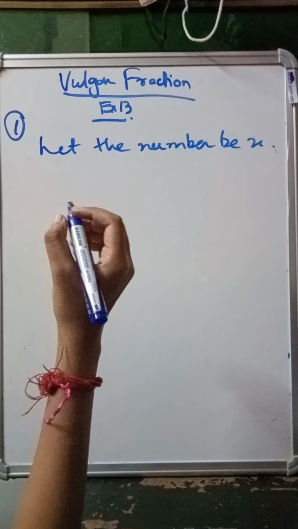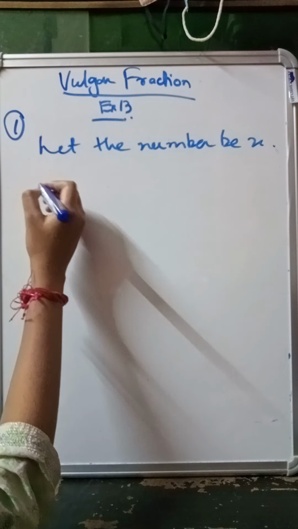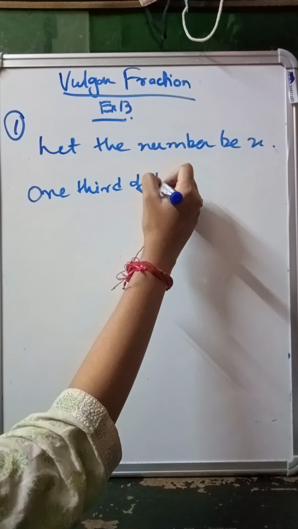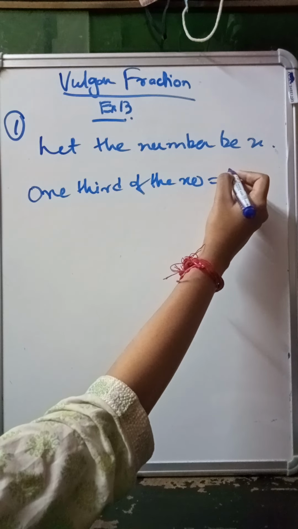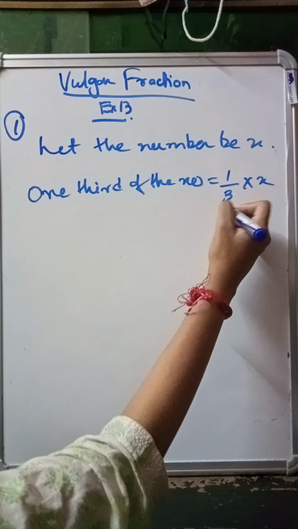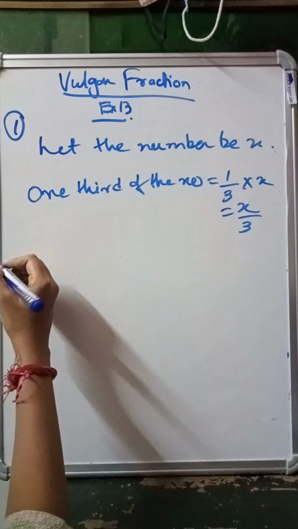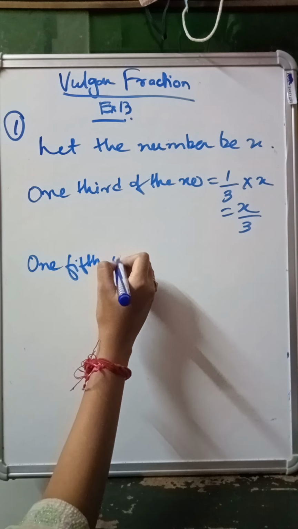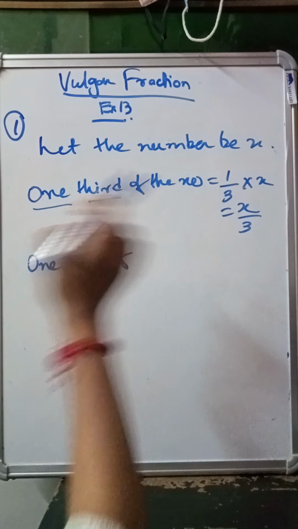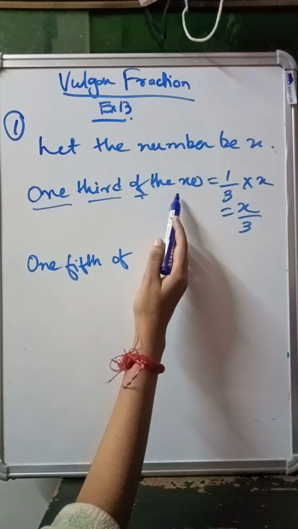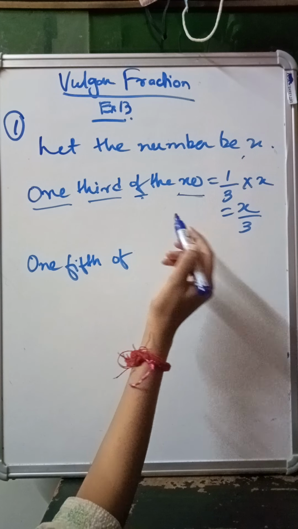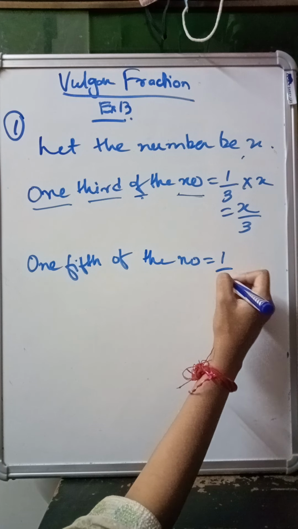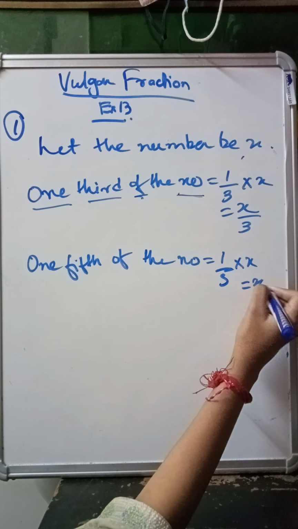Now, one third of the number is how much? It will be 1 by 3 into x, that is x by 3. Similarly, you can say 1/5 of the number. Of means multiplication, and the number is the one which I have considered, that is x. So 1/5 of the number is x by 5.